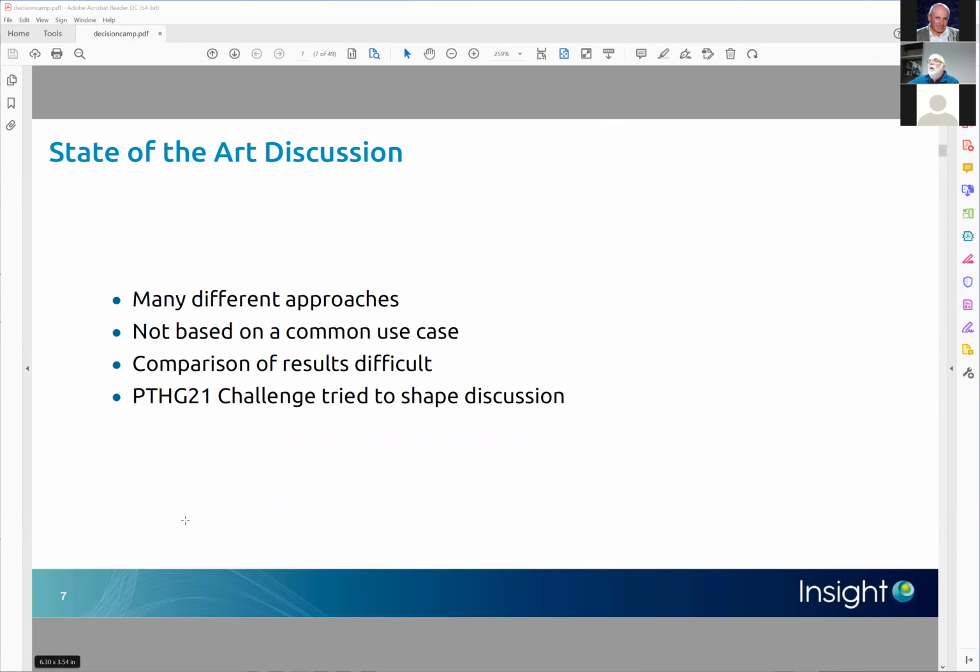Okay, what is a problem with constraint acquisition from my perspective is that there are many different approaches that are studied in the literature, and it's not based on a common use case. And I found that rather disappointing. So it makes a comparison of results, for example, very difficult. So what we tried to do this year is develop this challenge for the Holy Grail to shape the discussions, to come up with a common benchmark set, and then compare tools based on these benchmarks.